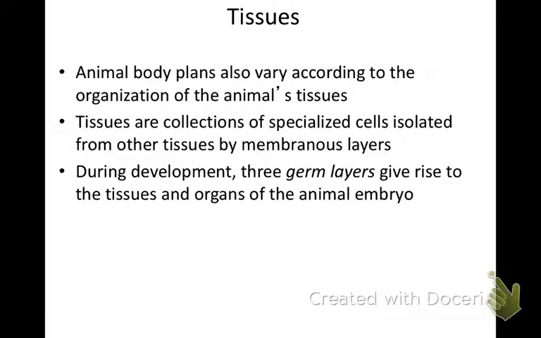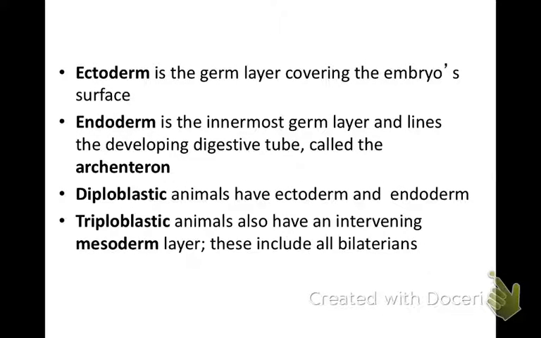So animals vary according to the sorts of tissues they have, the complexity of the different tissues and organ systems. And so tissues are simply collections of specialized cells which can then organize into different organ systems. And the development, the germ layers give rise to different kinds of tissues. So there are 3 different germ cell layers that are found in the embryo.